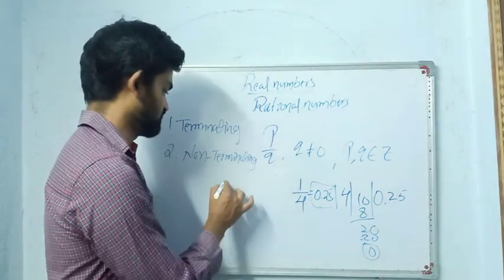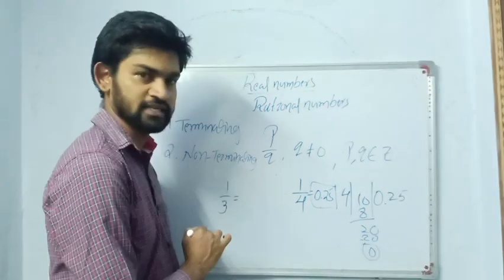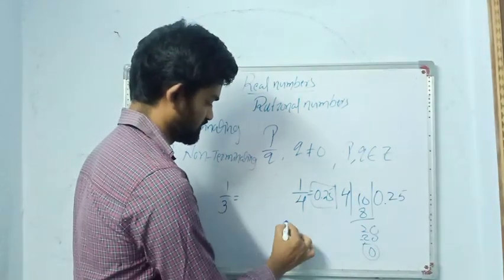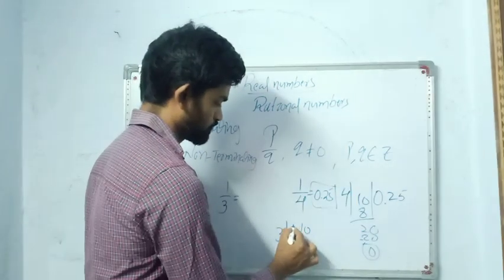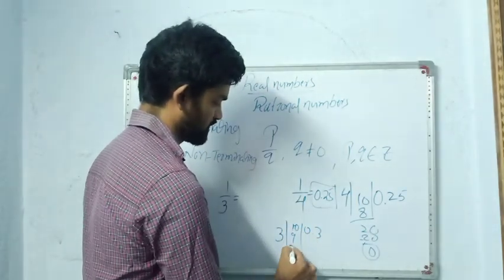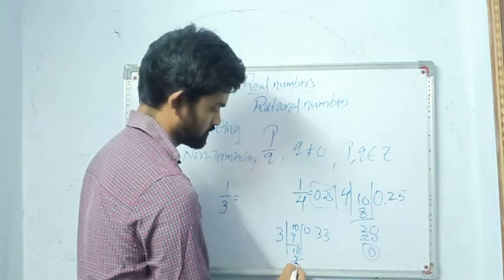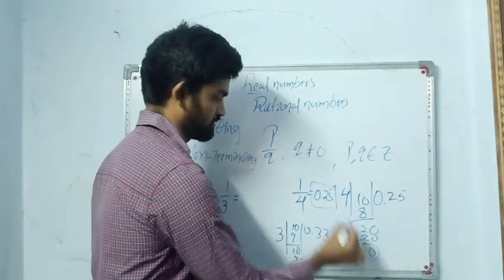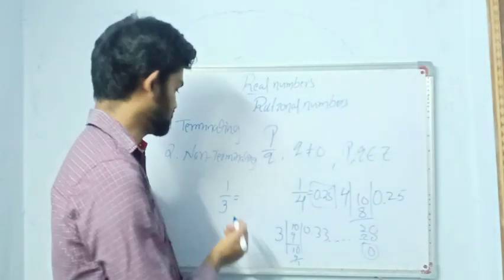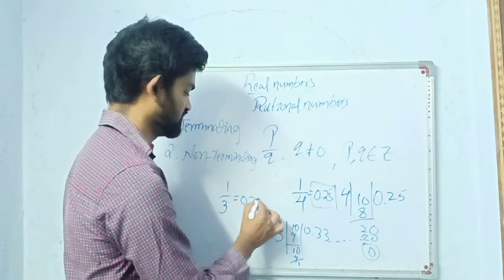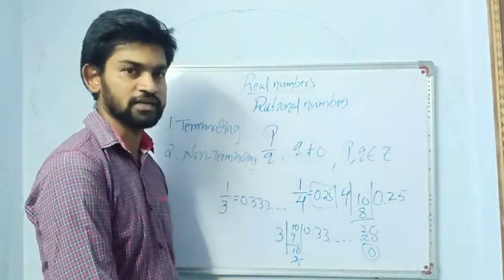Like if you check with 1 by 3, we'll divide this also. 3 threes are 9. Again 1 will come. Again 3 will come, so again 1. It keeps on repeating. This type of rational numbers are called non-terminating rational numbers, or you can say repeating rational numbers. This 3 will keep on repeating.